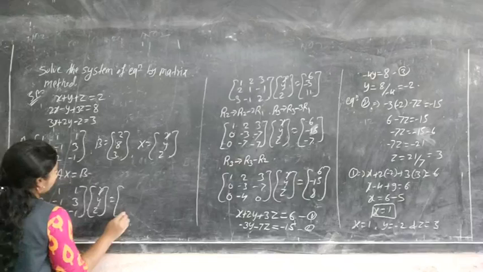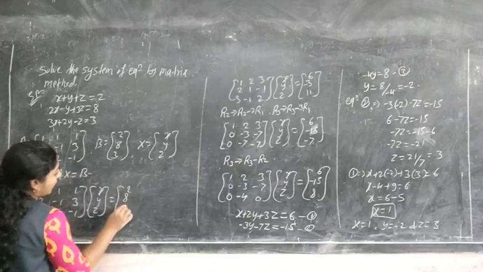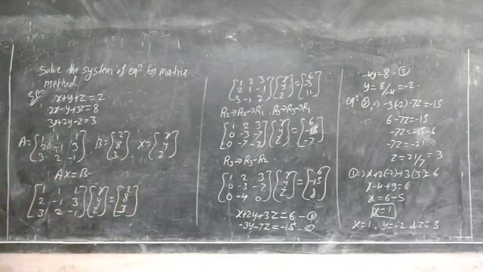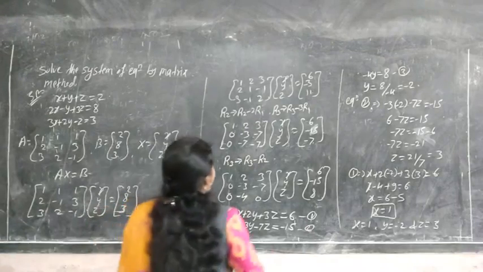This is equal to the matrix B, which is 2, 8, 3. Okay? Now already here the first element is 0, so we will make these two elements equal to 0. How will we apply it? R2 changes to R2 minus 2 R1, R3 changes to R3 minus 3 R1. Then you will get these two elements as 0.